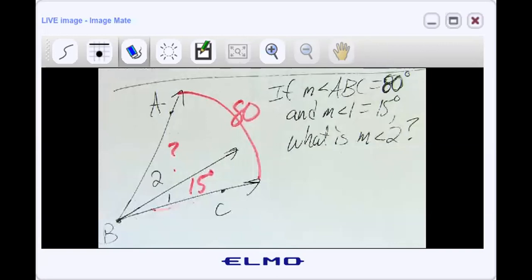But even if it's a regular loose leaf sheet of paper, if you turn the brightness all the way up on your screen and you put a paper over top of it, you can usually see through it well enough to see the diagram and make your marks on the paper that way. Isn't that clever? I know.